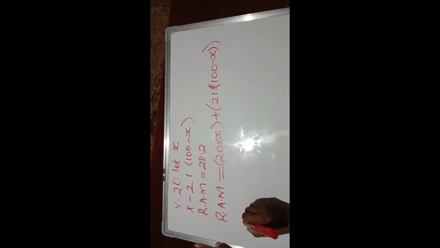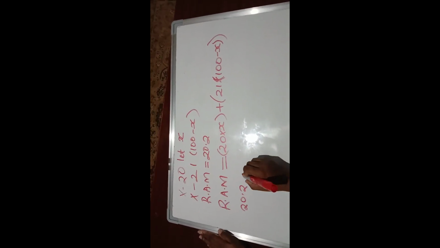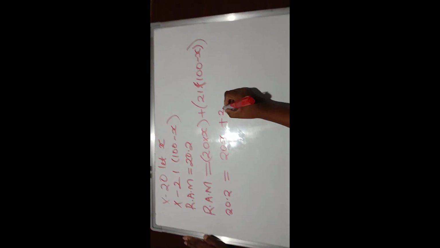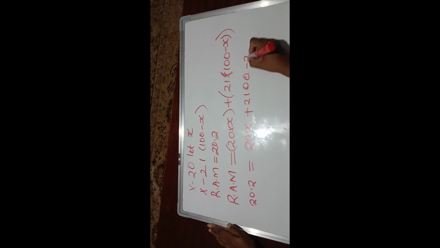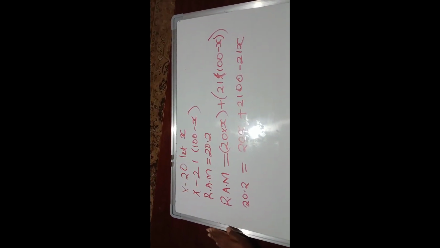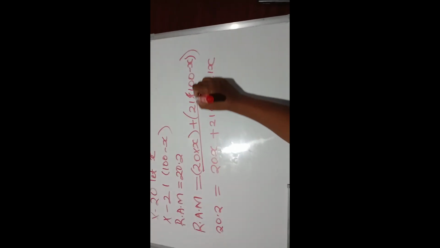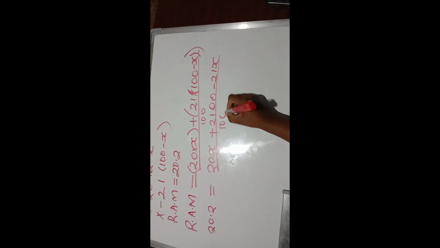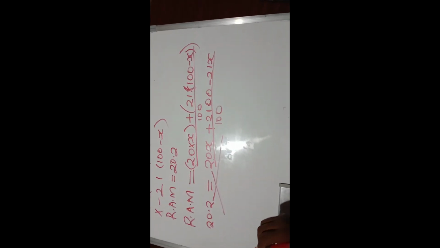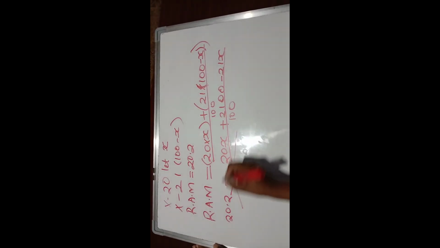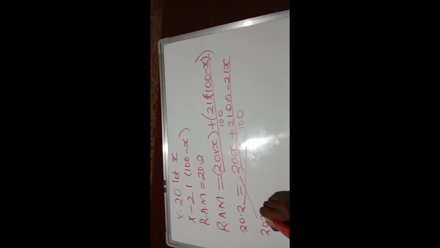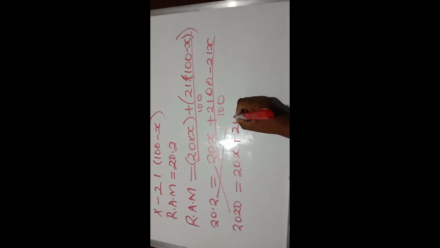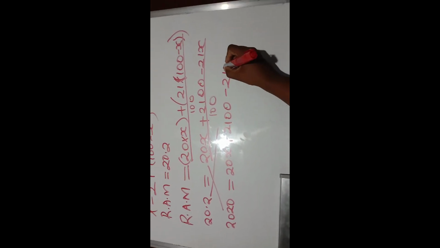So the RAM is already given, so we have 20.2 is equal to 20x plus 2100 minus 21x, all this over 100. Sorry, I had forgotten. This over 100. Cross multiply at this point to remove the denominator. So this is going to be 2020 is equal to 20x plus 2100 minus 21x.